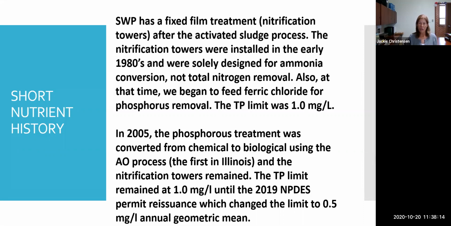The total phosphorus limit remained at 1 milligram per liter until just recently in the 2019 permit. In 2019, the new permit, that 1 milligram per liter concentration has been dropped to 0.5 milligram per liter. But instead of a monthly average, it is now an annual geometric mean calculation. So there is a difference between a monthly average and an annual geometric mean. It gives you a little bit more freedom to have a couple of higher days and still meet an annual average.